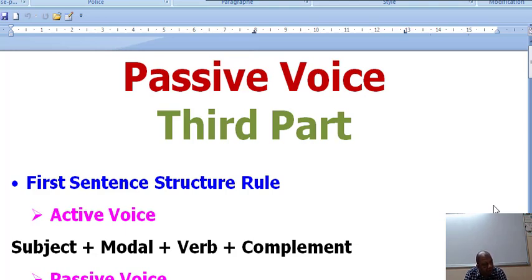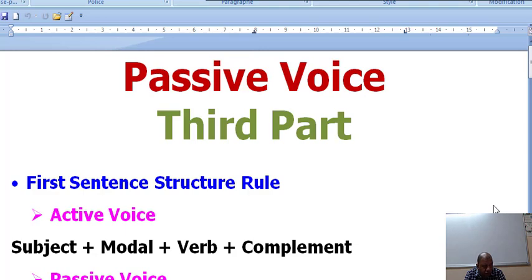Today we are going to focus on passive voice again, and I have called it the third part. Here it is going to be related to modals. I mean must, can, should, might, may, and so on. So let's try to focus, number one, on the structure.